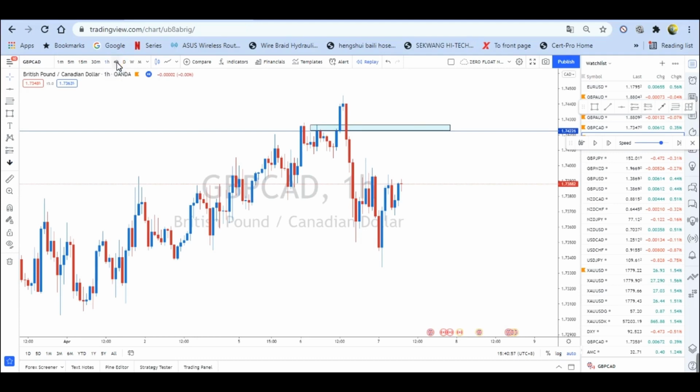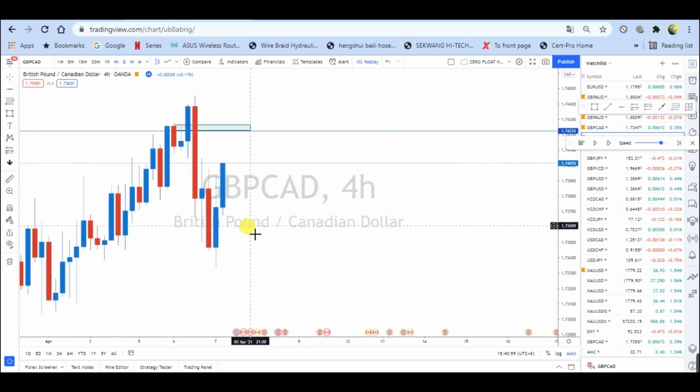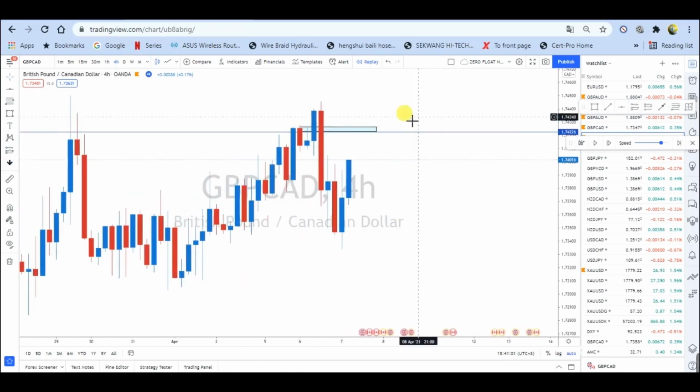Right, let's go to H4. At the H4, this is very beautiful. First, we have the engulfing candle. Secondly, the setup is in the engulfing candle itself. It's not at the wick at the top here. So this is considered a low risk.